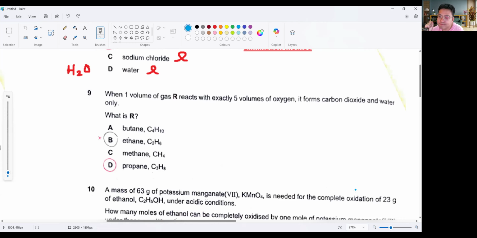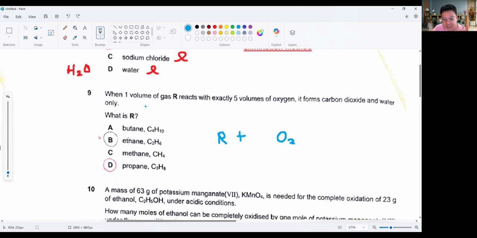Okay, it forms carbon dioxide and water. So let's write it out. R plus O2. We cannot exactly relate it because this is volume and this one here is mole. Actually, we can, because, okay, this one is going quite deep.